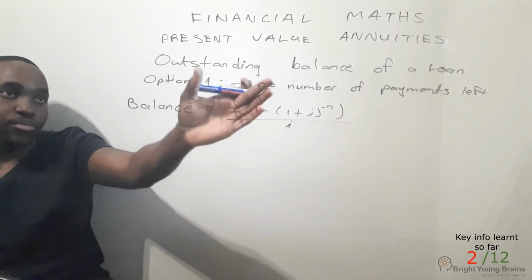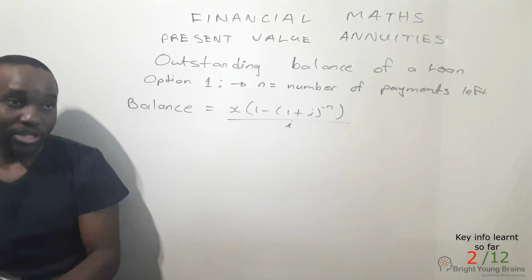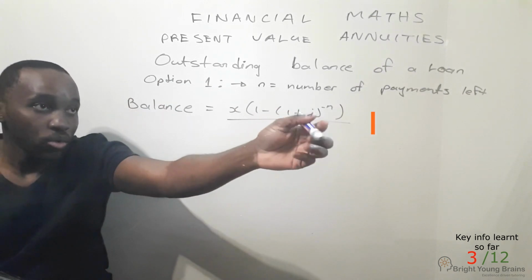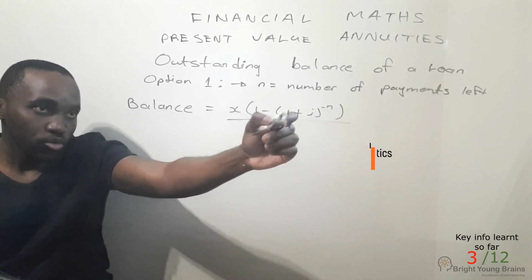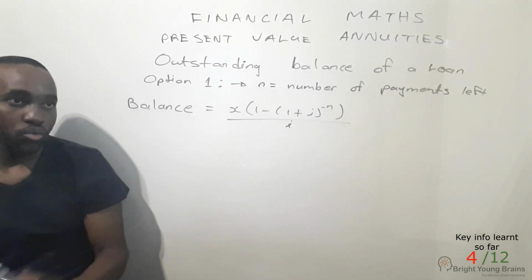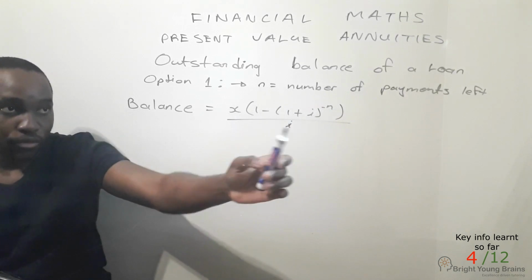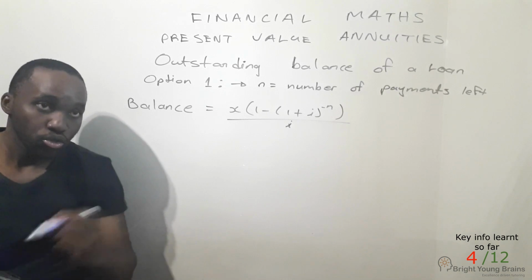Technically, it's almost like your present value annuities formula, but where P is, you just want to put their balance. N will be the number of months that are left for you to pay off the loan. I will be your interest. X will be your monthly installments. And then if you throw all those values into your formula, you will be working out the balance on your loan.